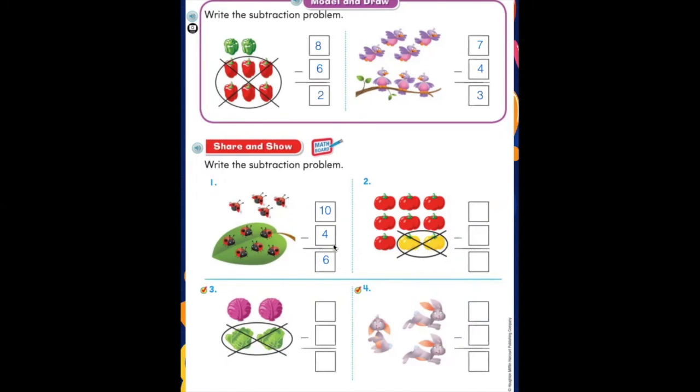Check and make sure that's what your subtraction sentence looks like. If it doesn't, that's okay. You can fix it now.